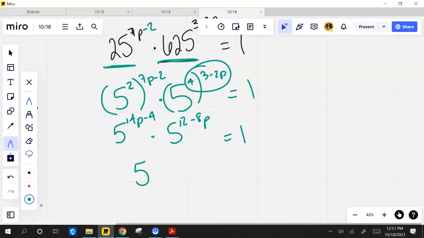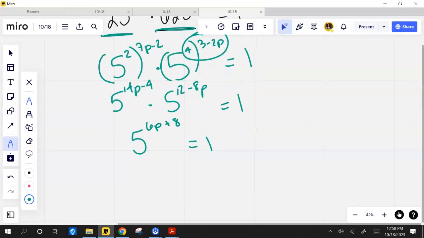14p minus 8p would give me what, 6p? Negative 4 and 12 would give me 8. So now I can change it into a log. So log base 5 of 1 equals 6p plus 8.